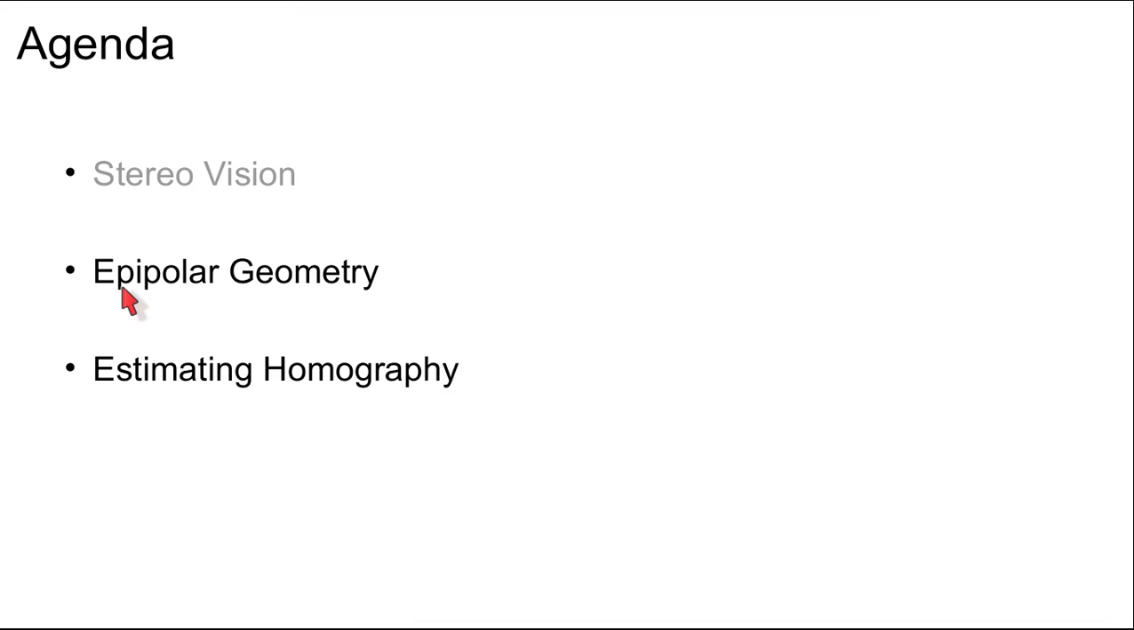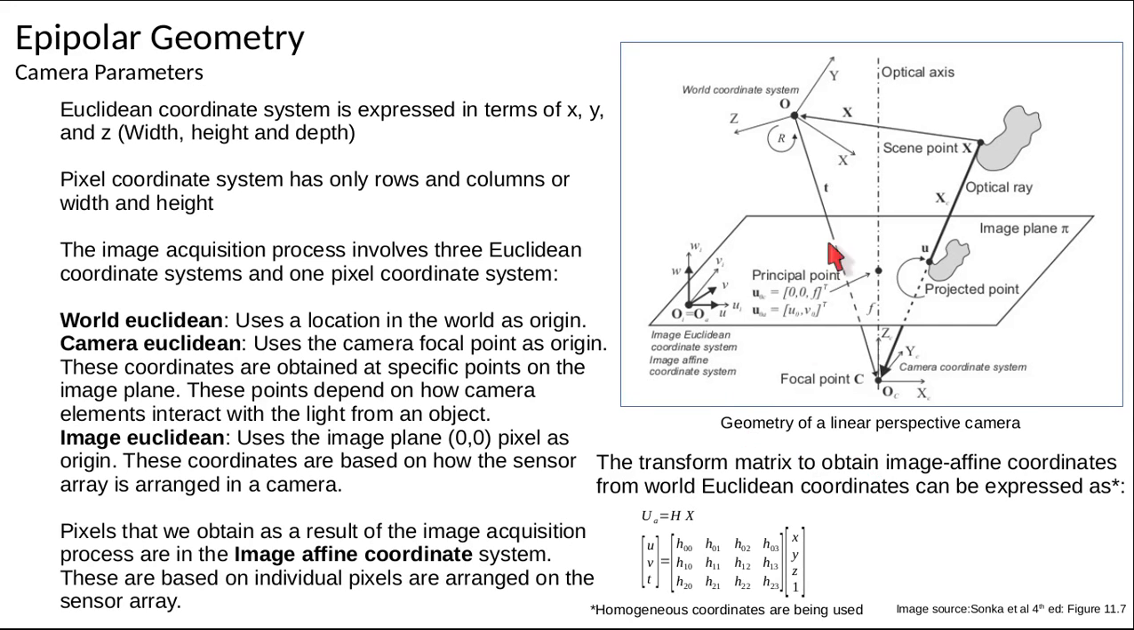Let us now look at epipolar geometry. We have previously discussed that in order to form an image of an object on the image plane, 4 coordinate systems have to be understood. The 4 systems are the world Euclidean coordinate system, which depicts the location of any object in the real world. The second is the camera Euclidean coordinate system, which uses the camera focal point as the origin. Next is the image Euclidean coordinate system, which uses a point on the image plane as an origin. These coordinates are based on how the sensor array is arranged inside a camera.